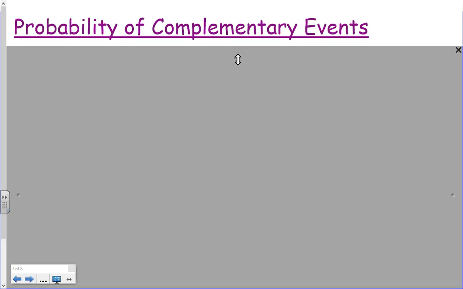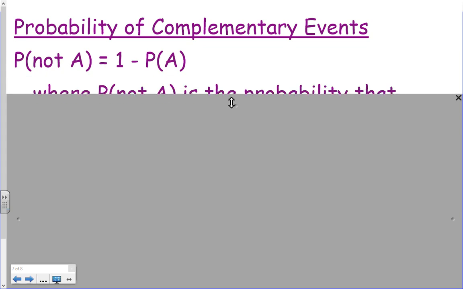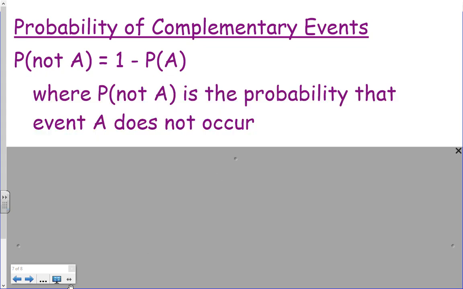So how do we go about calculating a probability of complementary events? P of not A. Well, since these two events account for everything, if I were to add up the probability of A and the probability of not A, maybe I'll do that over to the side here. If I take the probability of A and I add it to the probability of not A, since these two account for everything, then in total these should add up to 1.